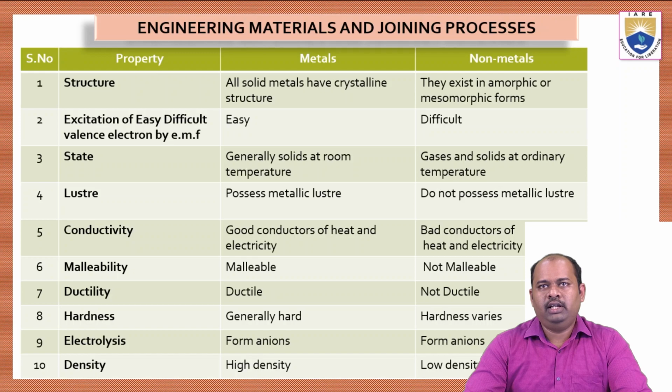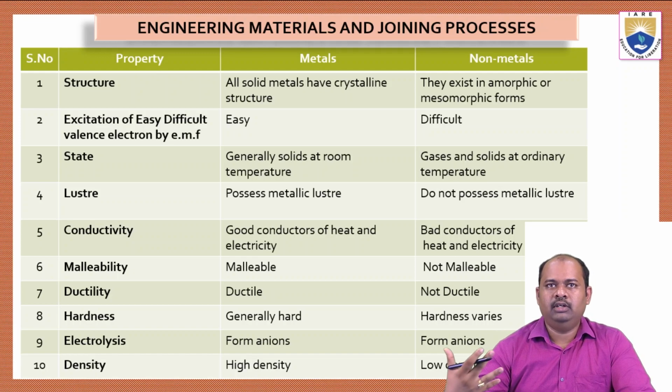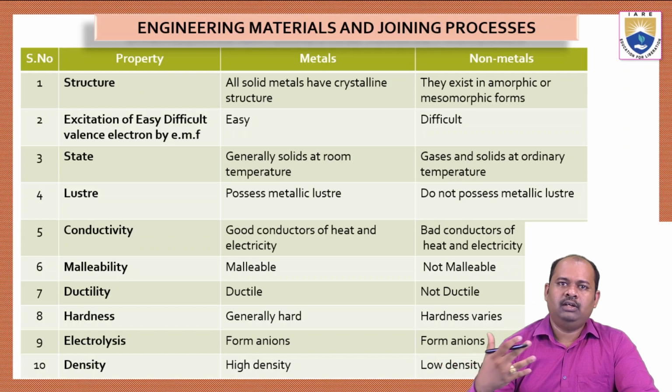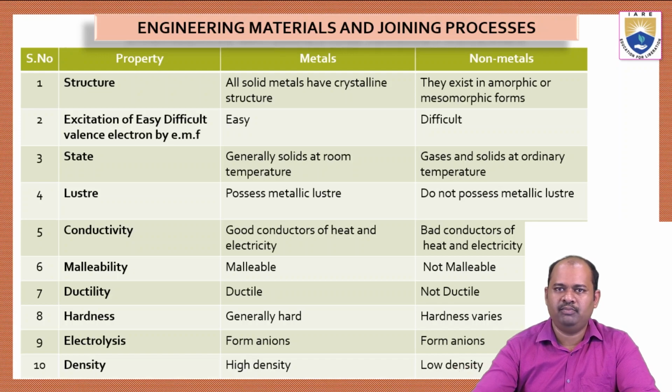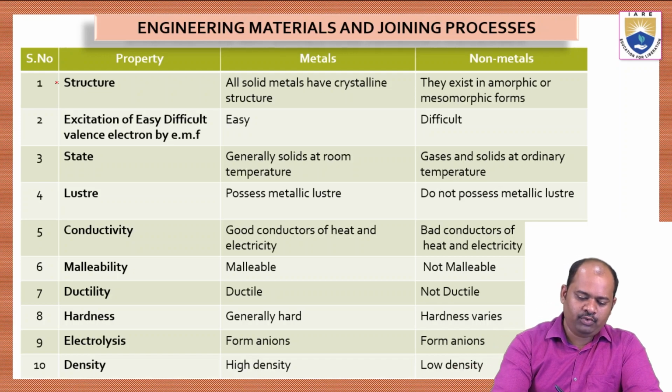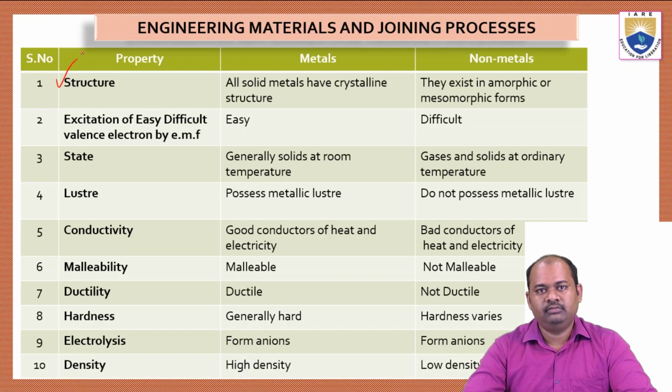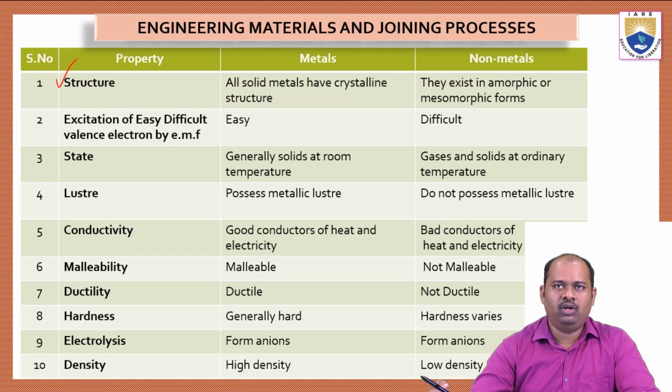Now let us try to study the comparison of properties between metals and non-metals. We are going to compare some properties between metals and non-metals. Now let us see some examples. So the first property is structure. When we compare the structure of a metal and a non-metal.